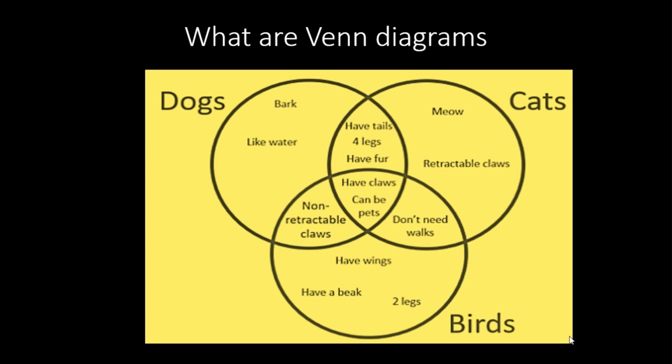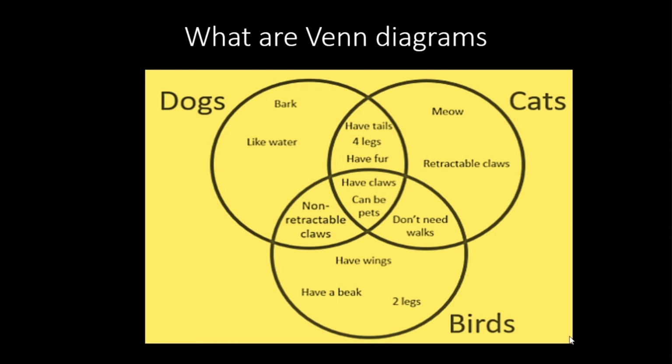Earlier, Venn diagrams can be used to solve questions on sets. For example, in this particular diagram, I have a three-way Venn diagram for dogs, cats, and birds. I'm going to explain to you how we interpret these Venn diagrams.